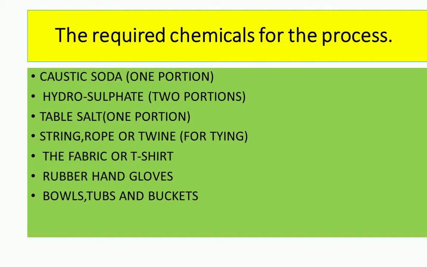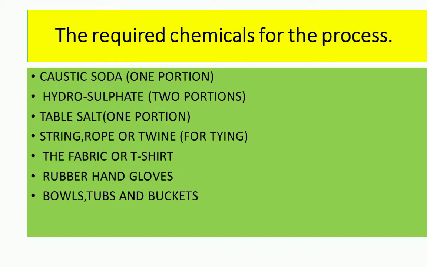However, there are some required chemicals for the process. We're going to talk about these chemicals now. Caustic soda is one of them, hydrosulfate, table salt, strings or rope or twine for tying the fabric, then the fabric itself or t-shirt, as the case may be. And of course, you need rubber hand gloves. You also need bowls, tubs, and buckets for the process.